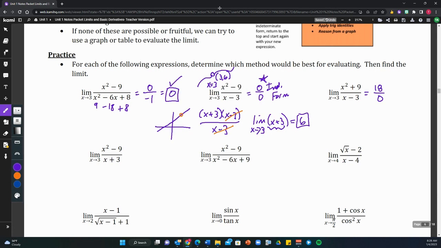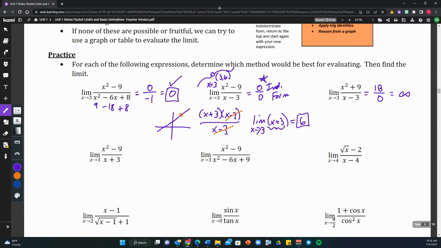So from the first three, we've actually seen an example of all three possible results. 0 over a number is 0. 0 over 0 is indeterminate form. You have to fix it. But a number, a non-zero value divided by 0 yields infinity.